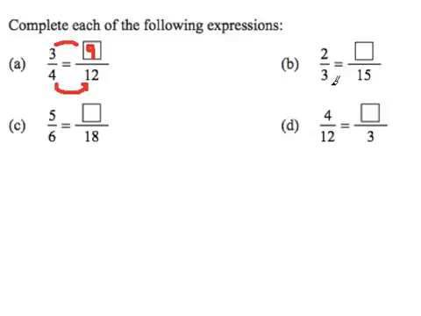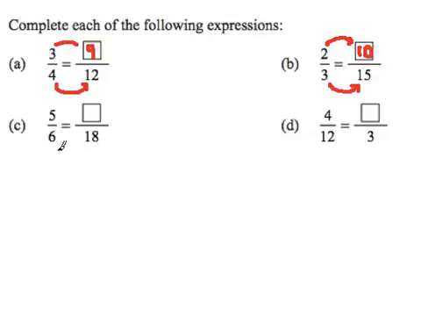For B, if we have a look at this and think, right, well, what's happened to the bottom there? That's just times by 5. So we'll just do the same to the top. 2 times 5 would be 10. And that would be equivalent.